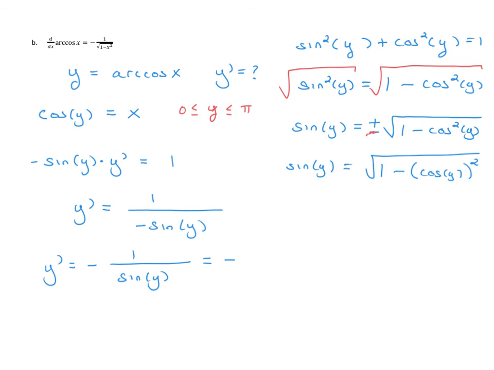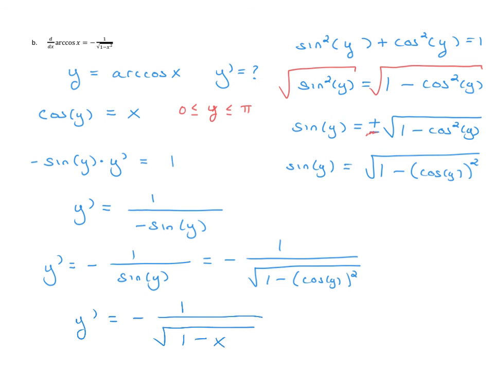This thing is equal to negative 1 over the square root of 1 minus cosine y squared, and cosine y is exactly what we called x. So I'll replace this with x. y prime is equal to negative 1 over the square root of 1 minus x squared, and this proves our formula.